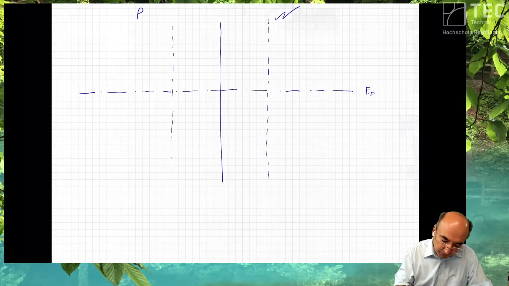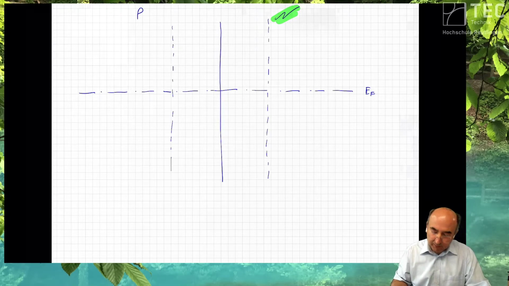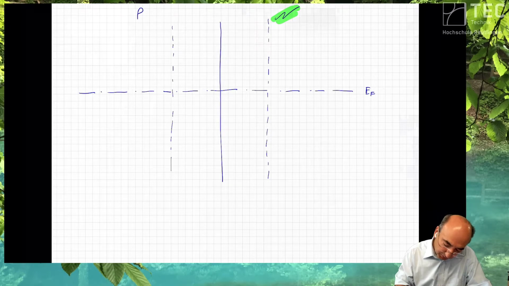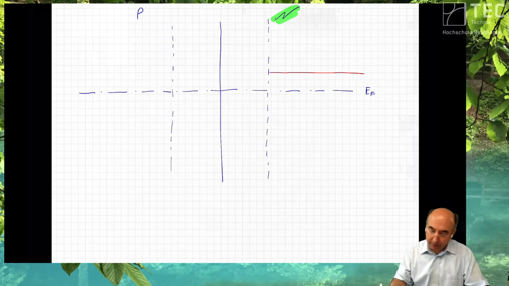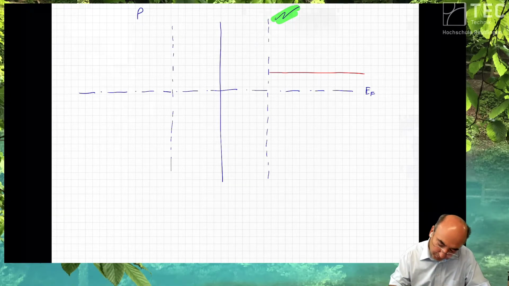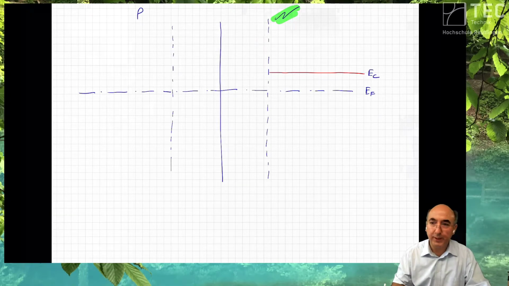Okay, so for the N-type semiconductor, the conduction band edge is close to the Fermi level. Let's change the color. Let's make these band sketches red in my case. Okay, so this is the band edge of the conduction band for the N-type.